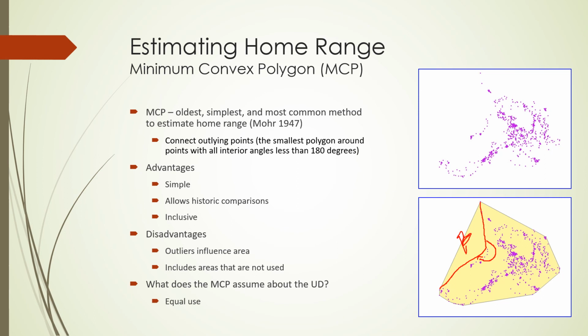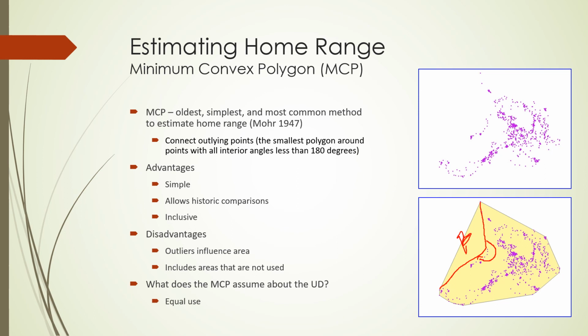So the advantages of MCP is that it's simple. It also allows historic comparisons because this is the approach that was used many decades ago before we had more advanced analytical techniques. And so if you want to ask, has there been a change in home range size of a species in an area, this would be the approach that you'd want to compare it to. And it's inclusive. It's going to include all the areas that an animal uses. You're not going to exclude any outlying areas.